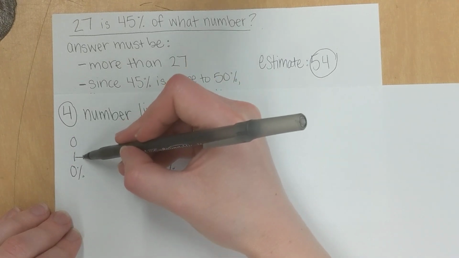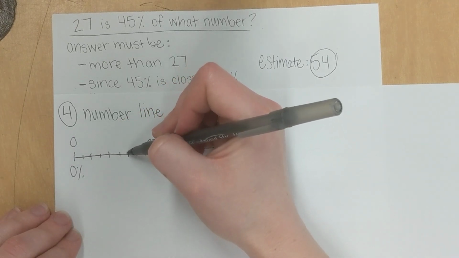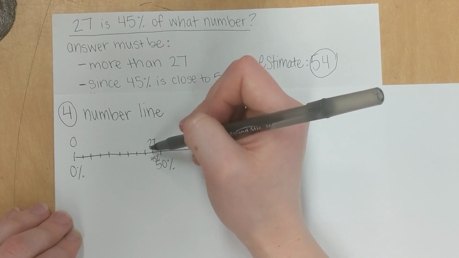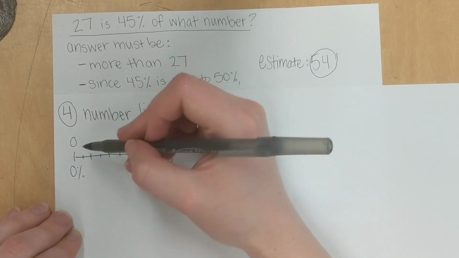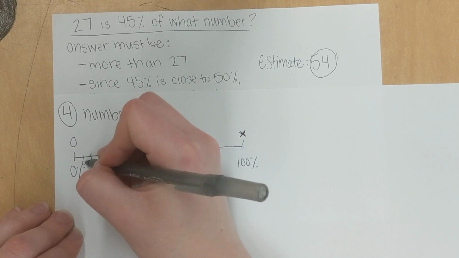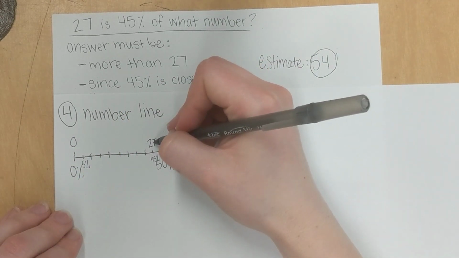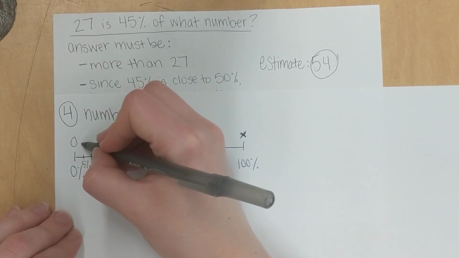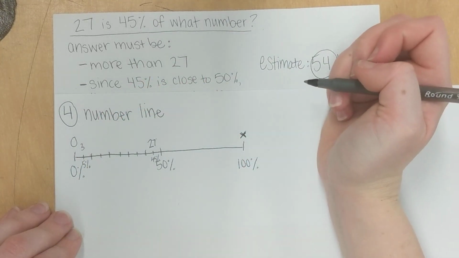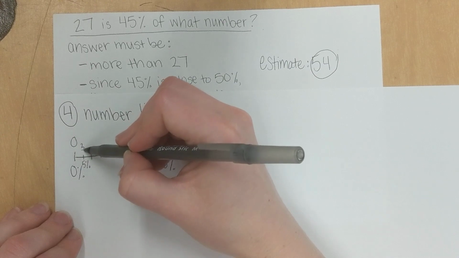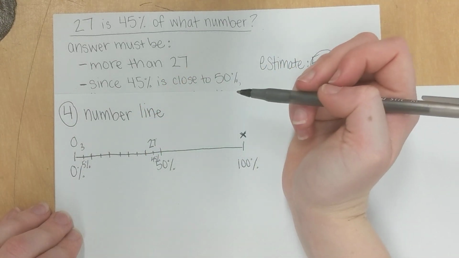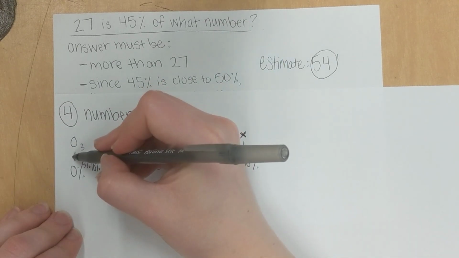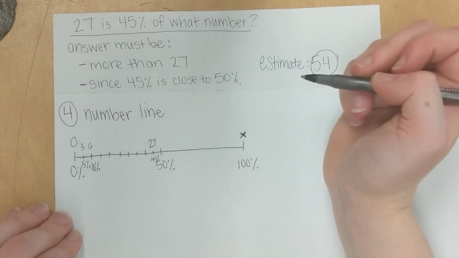This is 1, 2, 3, 4, 5, 6, 7, 8, 9. So if I take 27 and divide it by 9, that'll tell me what 5% is. So 27 divided by 9, let's see, that's 3. So that means that 5% is 3. So every time I'm going up by 5%, I'm counting by 3. That means every time I go up by 10%, that's double 3, so that's 6.